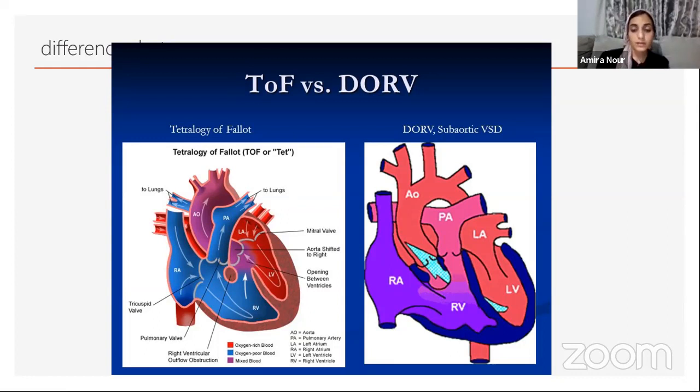Another point is that side-by-side great vessels are more commonly seen in patients with DORV subaortic VSD. Patients with DORV subaortic VSD may sometimes have more associated coronary anomalies than patients with tetralogy of Fallot.